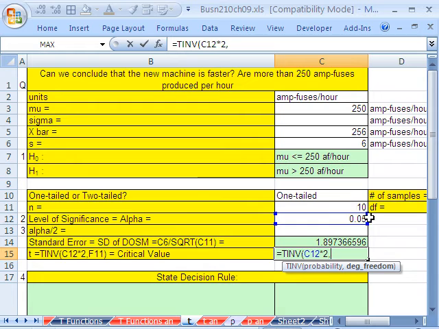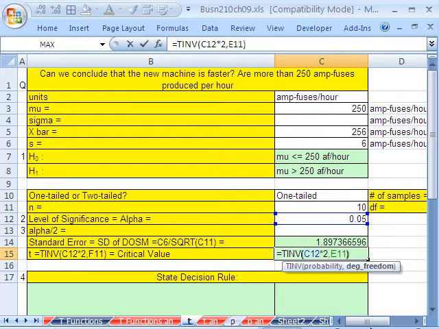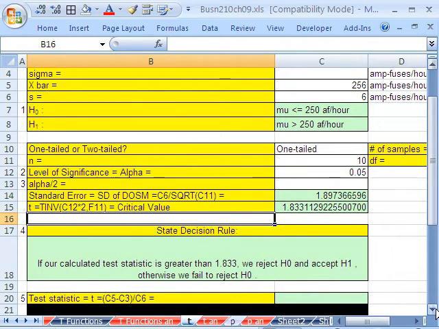Degrees of freedom, we have 10 minus how many samples we have. There's a 9. Close parentheses. And our t is 1.83. That is our critical value. So we can state our decision rule. If our calculated test statistic is greater than 1.833, we reject H sub 0 and accept H sub 1. See how I flip back and forth between Ha and H1. Really, I prefer H1. This textbook uses Ha a lot. Otherwise, we fail to reject H sub 0. That is our decision rule.